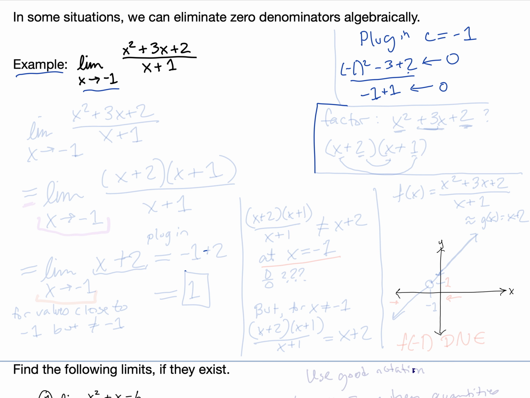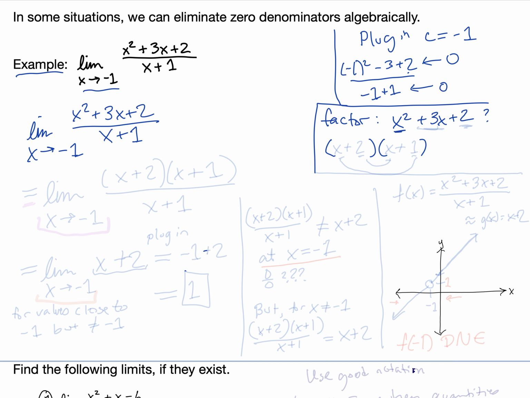Let's look at the limit as x approaches -1 of this function, x squared plus 3x plus 2 over x plus 1. And we're going to see if there's any place where we could possibly simplify this function. So one thing we could check is, can we factor the numerator? Can we factor x squared plus 3x plus 2? So let's see if that has a nice factorization.